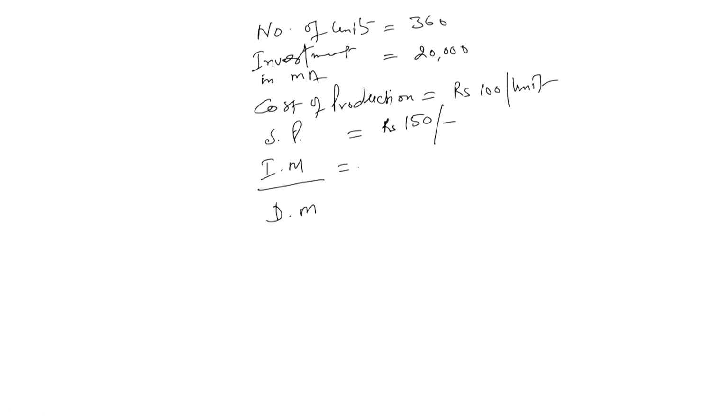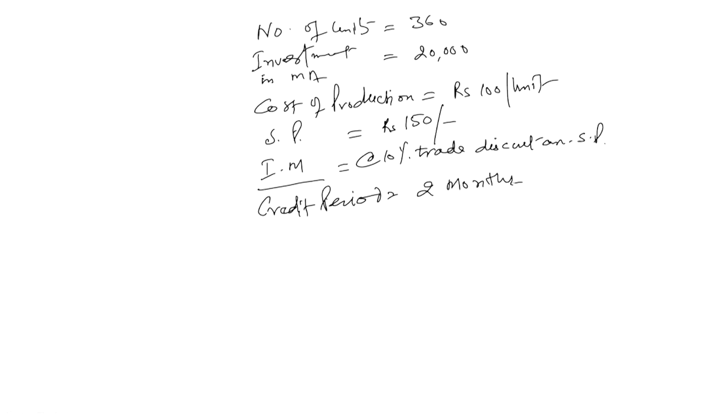Now if the company goes for indirect marketing, it means the company sells its product in the market through indirect marketing channels. The company can give a 10% trade discount on the selling price to a distributor or to a retailer, and the product can go to the market. At this 10% trade discount the company can sell the product, and the credit period which the company has to give in this case will be 2 months.